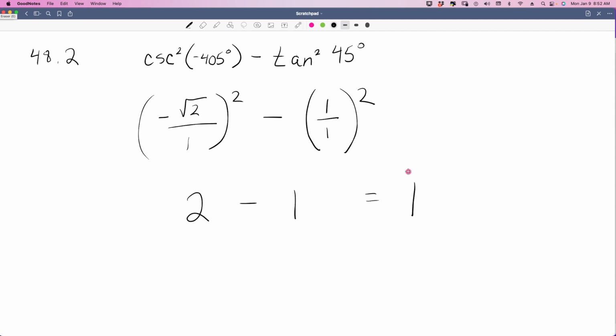Easy peasy. We had to come all the way to Algebra 3 to get back to first grade math. Isn't that funny? Maybe it's funny to me, might not be funny to you, but that's all we have for 48A. So do the practice problems that follow, and then we'll do 48B.